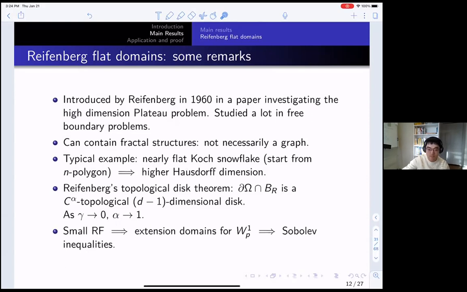The last thing I want to say is that this small Reifenberg-flat domain is always an extension domain for W^{1,p} functions. So W^{1,p} functions supported inside this domain can be extended outside and satisfy all the Sobolev inequalities. These are basic tools for our PDEs.